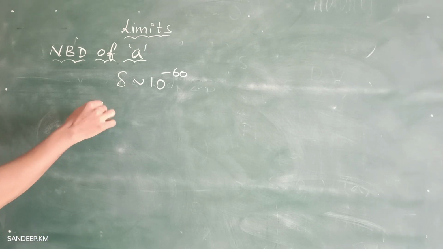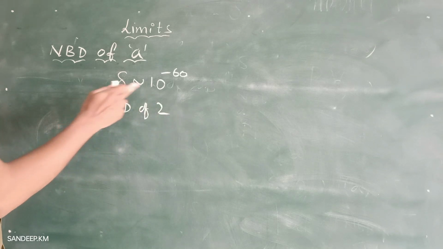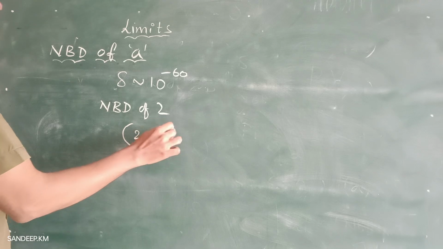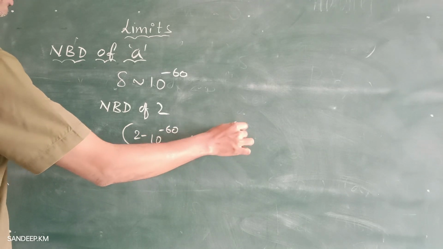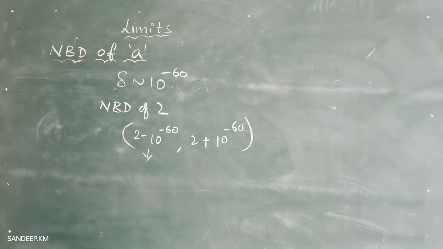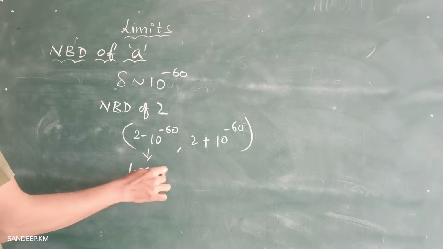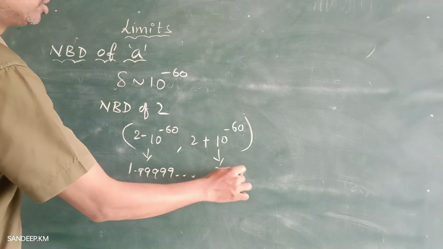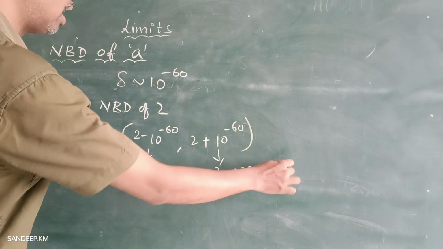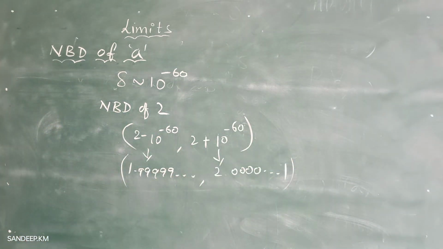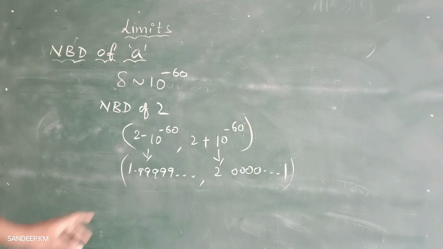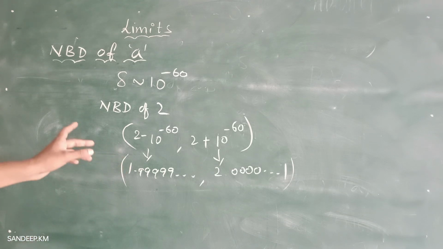Then the neighborhood of 2, if delta is approximately this number, is given by 2 minus 10 power minus 60 comma 2 plus 10 power minus 60. If you want to write it in decimal numbers, it will be like 1.99999999 and so on, maybe 60 times, and then this number will be 2.00000 and so on, 59 zeros and then 1 will come. So this is one such interval. We can take it as the neighborhood of 2. Now you understood what is the neighborhood of 2, correct or not? So let us talk about the limiting value of a function.